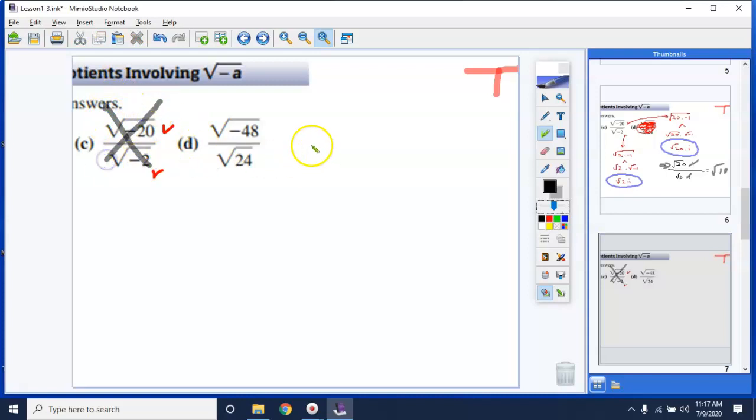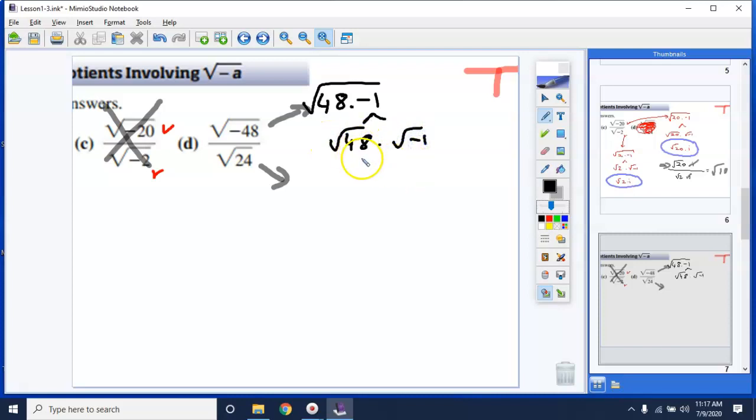So we are done with C. Let's do this part. Let's see what we got. So this one we can separate 48 times -1. Right, and then it's going to be 48 square root of -1, so it's going to be square root of 48 times i. But as you see, the bottom part is a positive, so we are fine with this one. I just take care of the top part. So this top part divided by bottom square root of 24.